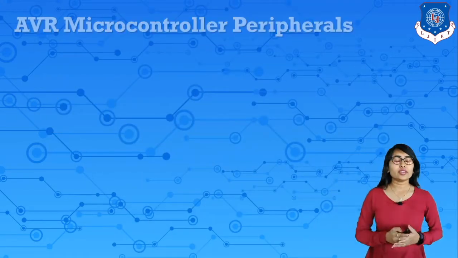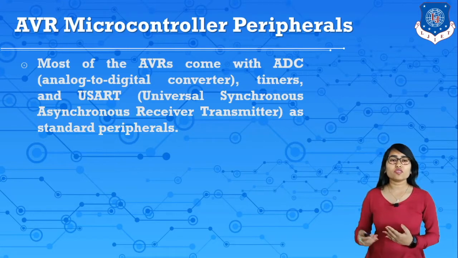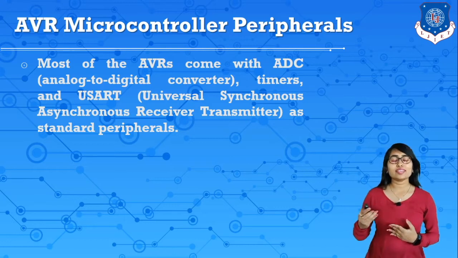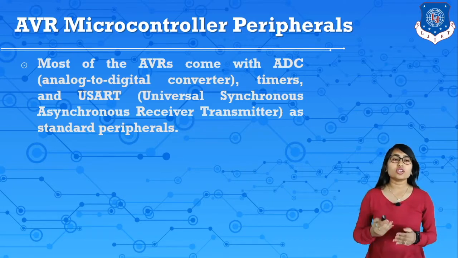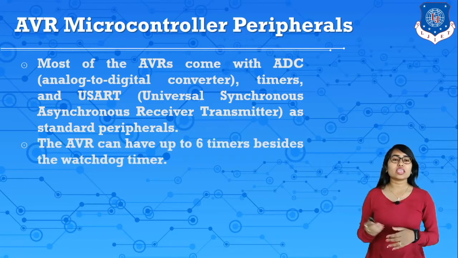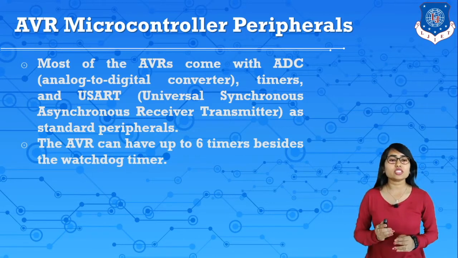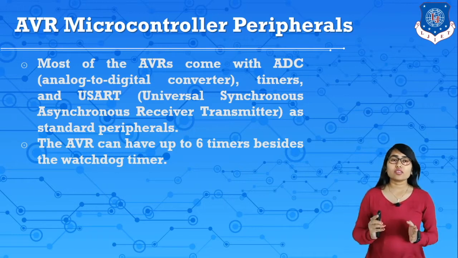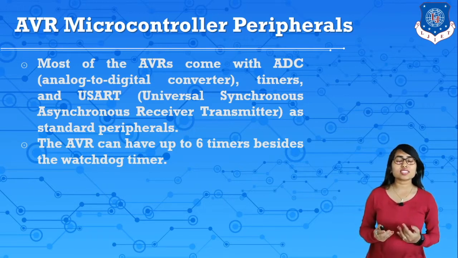The AVR microcontroller has some other peripherals. Most AVRs come with an analog to digital converter, timers, and USART, that means universal synchronous asynchronous receiver transmitter. This USART is basically used for serial transmission. So various AVRs have on-chip USART, ADC, and timers as standard peripherals. The AVR can have up to 6 timers besides the watchdog timers.